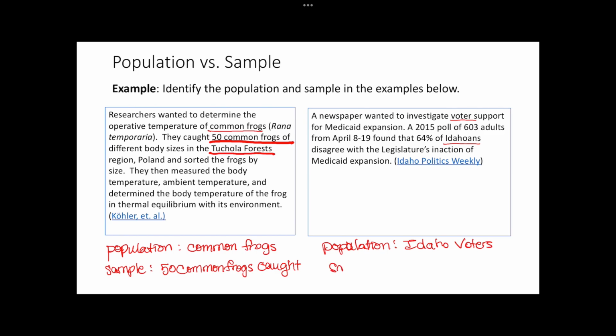Now my sample is the group from which the data was actually collected. That's the 603 adults. So the sample was the 603 adults that were polled.